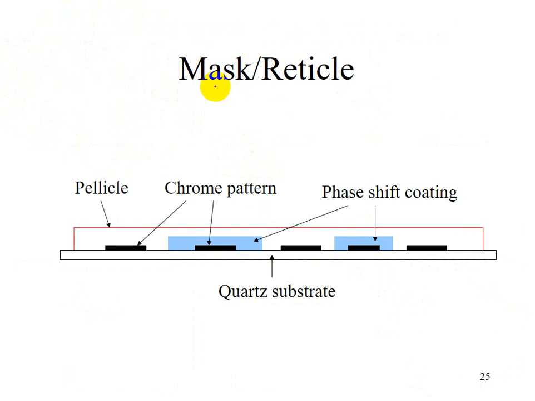A mask or reticle basically is the design of the layout of the IC. Basically, the mask has a quartz plate substrate. On top of the quartz substrate is your chrome pattern, and this chrome pattern is based upon your IC design.